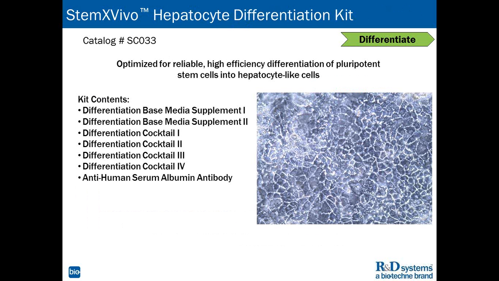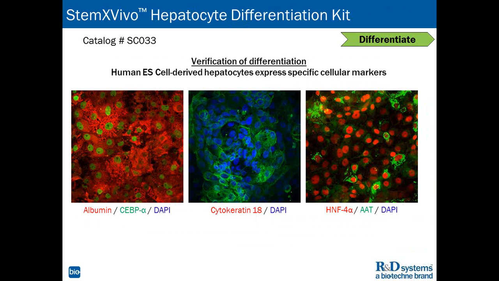So now moving on to our newest kit, which is our hepatocyte differentiation kit. Again, shown on the left-hand side, demonstrates the different media supplements and cocktails that are included, as well as this kit comes with a serum albumin antibody to be able to detect differentiation. We can also see nice hepatocyte-specific characteristic morphology, as you can see in the bright field image on the right-hand side of your screen. In addition to that morphology, we've also looked at a variety of different hepatocyte-specific markers, as you can see in the immunocytochemistry here, and we can see robust expression of those in the differentiated cells.